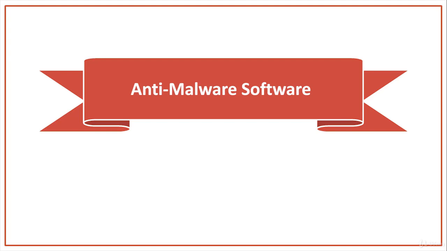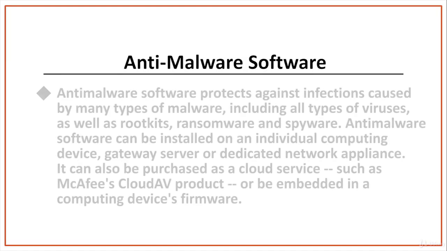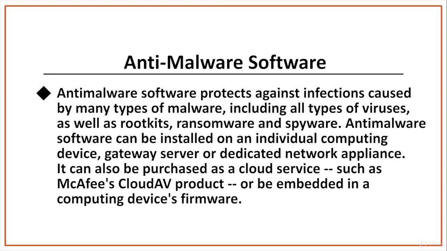Anti-malware software. Anti-malware software protects against infections caused by many types of malware, including all types of viruses as well as rootkits, ransomware, and spyware. Anti-malware software can be installed on an individual computing device, gateway server, or dedicated network appliance.